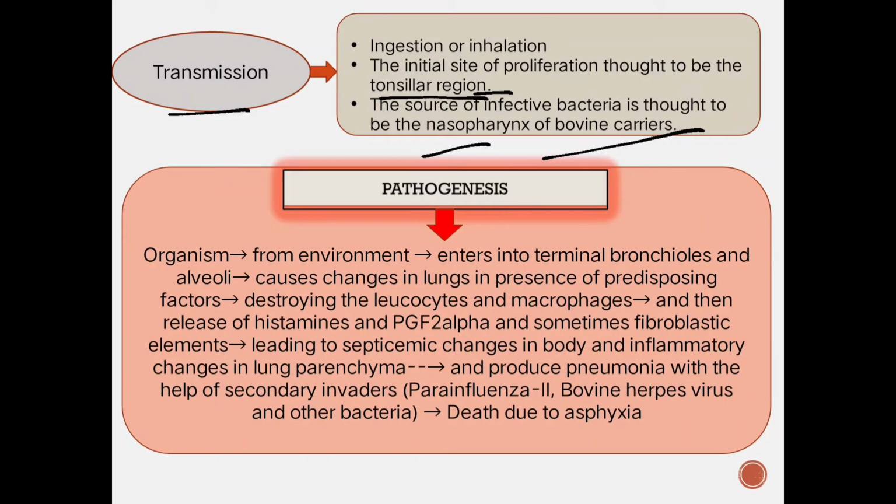So they produce pneumonia with the help of secondary invaders like parainfluenza, bovine herpes virus, and other bacteria. And because of pneumonia, it becomes difficult to respire, and the animal has severe pressure on the respiratory system. Ultimately, death is due to asphyxia.